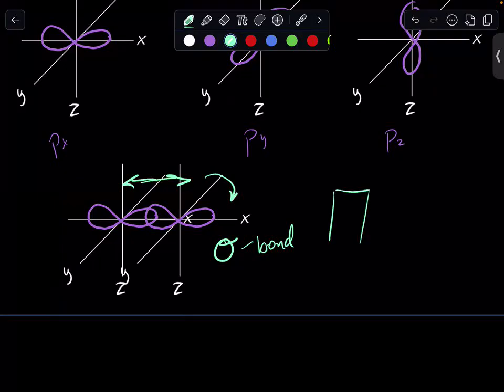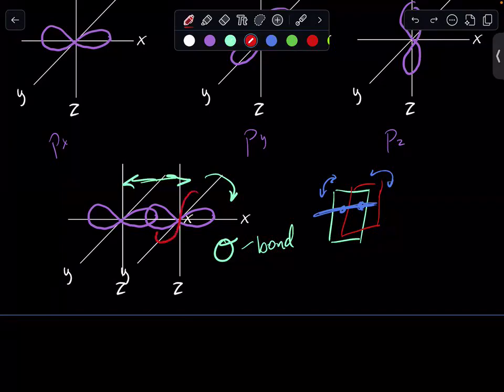Imagine if you had a sheet of paper and a separate sheet of paper, and you put a pen through both of them. You could rotate the papers around each other, but they'd still be kind of locked in place by that pen. You could not translate them left or right. That wouldn't work. So this is kind of what happens with a sigma bond. But we still have other orbitals that exist here.